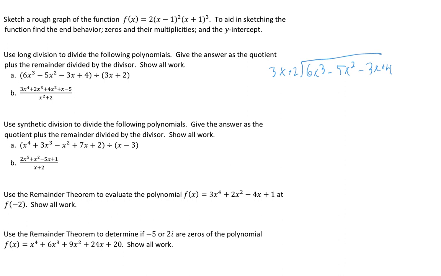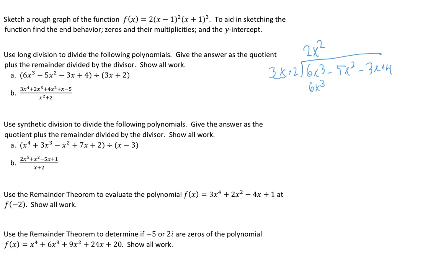What I need to figure out is what to multiply 3x by to get to 6x to the third. Well, to get from 3 to 6, you multiply by 2. To get from 1x to x to the third, we need 2 more x's, so x squared. So that's my first term on top. Now I'm going to multiply that times both of these, and write that right here.